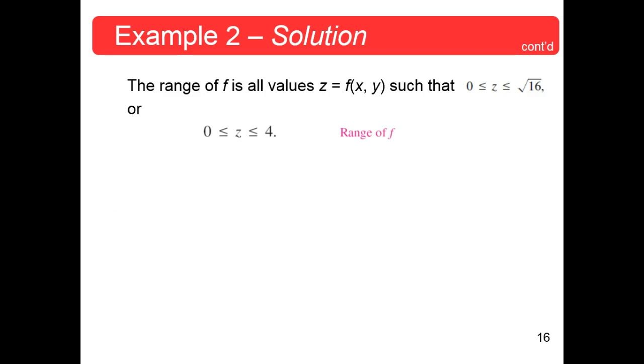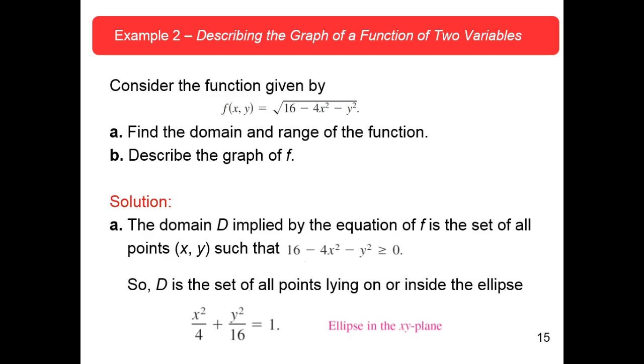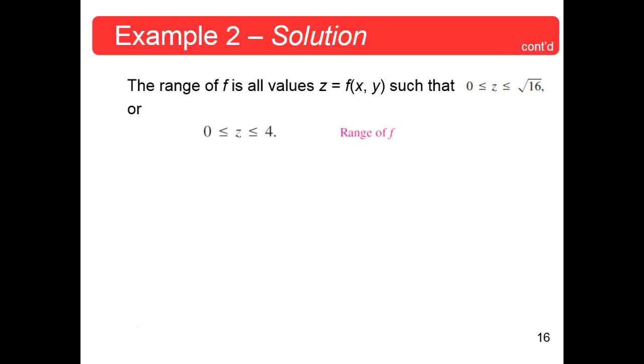Okay, and the range would be all values, and the reason for that is when you set that equal to z and then square both sides, it becomes just like your y. So z would be 0 to 4 because you're only getting the top half of that. Okay.